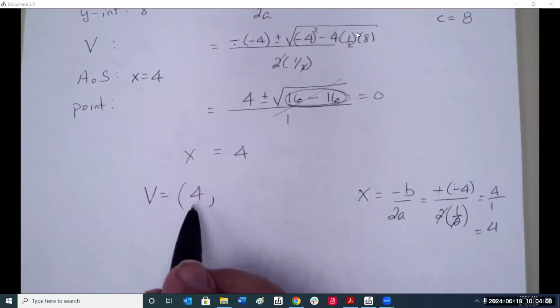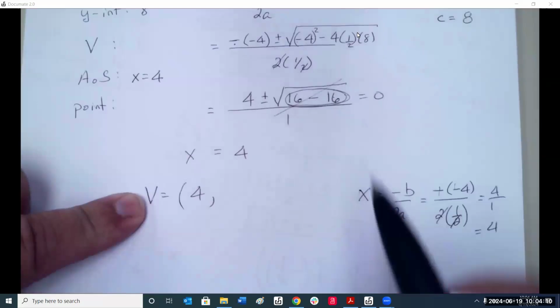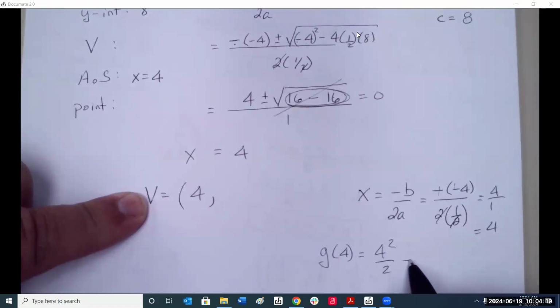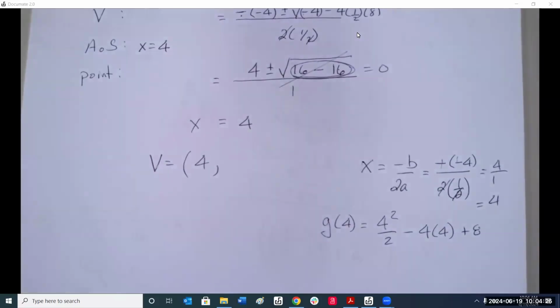So now we take this value and plug it into our equation. We put g of 4. So we have 4 squared over 2 minus 4 times 4 plus 8. Again, we don't have to do this because we know it's going to be what? Where is the vertex? It's on the x-axis. We only have one intercept. This is going to be 0.